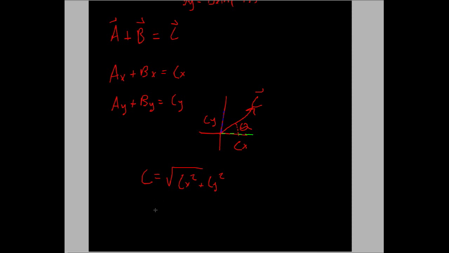Now, what about this angle? Call it theta. Well, for theta, we're going to use the tangent relationship. Theta is going to be the arctangent of Cy over Cx, your components. Now, let's look at an example of this.